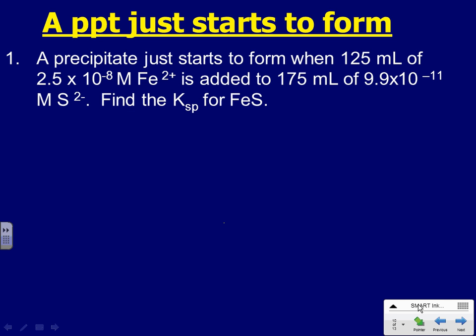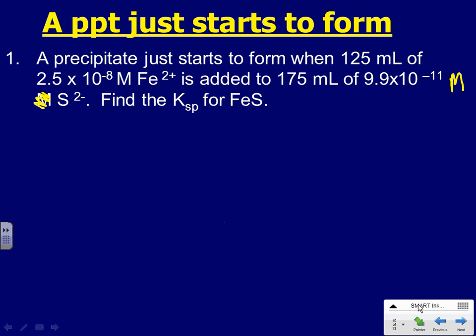So a precipitate just starts to form when 125 milliliters of 2.5 times 10 to the minus 8 molar iron 2 is added to 170 milliliters of 9.9 times 10 to the minus 11, and then some kind of M, some kind of metal. It doesn't matter what it is. And then it's got the sulfate. Oh, sorry, no, that's not M. That's not a metal. That's molar. Sulfide ions. And the question is, calculate the KSP.